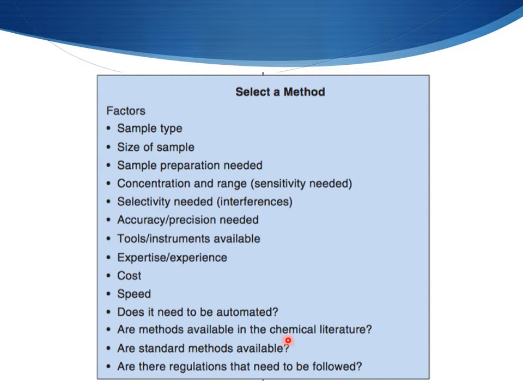Are methods available in the chemical literature? Oh yeah, this is a very important factor, right? This is a very important thing, that the method you are using, whether it has already been used in the literature, or you are going to make a new protocol. Are standard methods available? Sometimes we have to make a new method, and if standard methods are available, that will be very good. But sometimes we have to be innovative to make the measurement.